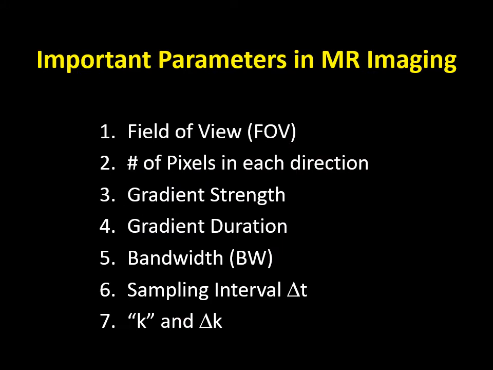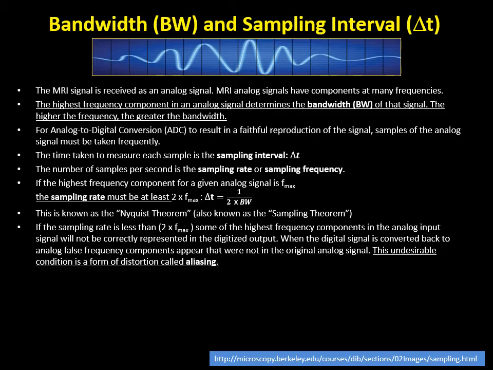7 topics will be addressed in this supplement. These being the field of view, the number of pixels in each direction in the image, the gradient strength and gradient duration, bandwidth, the sampling interval delta t, and k and delta k as they relate to k-space. We'll also look at the interrelationship between these factors. The topics of bandwidth and sampling interval will be addressed first, as will the relationship between these two.